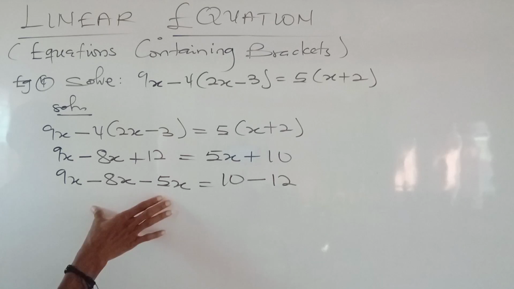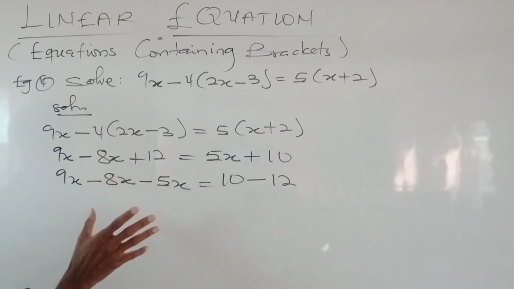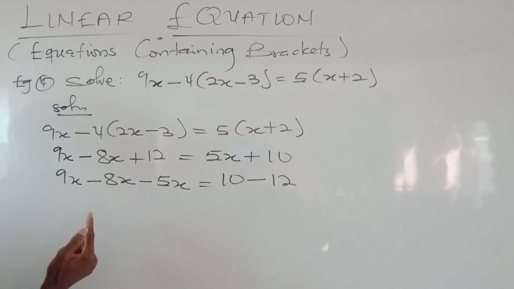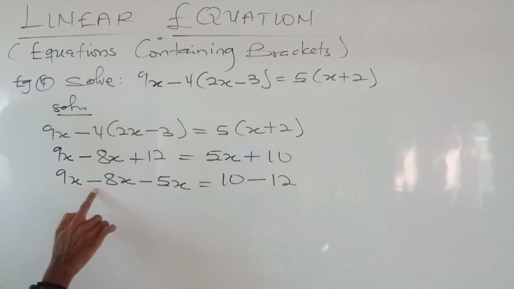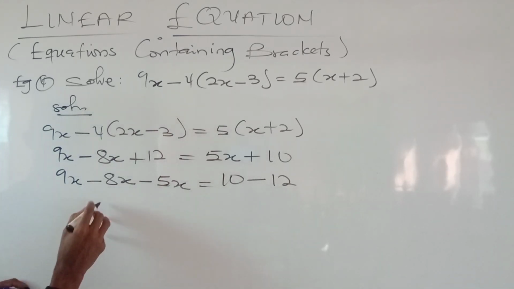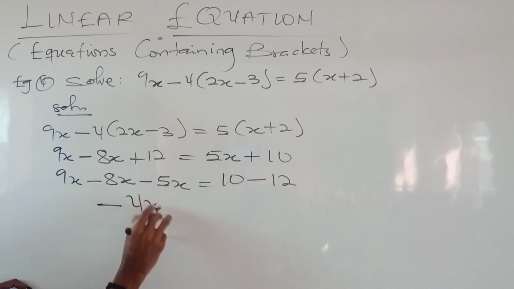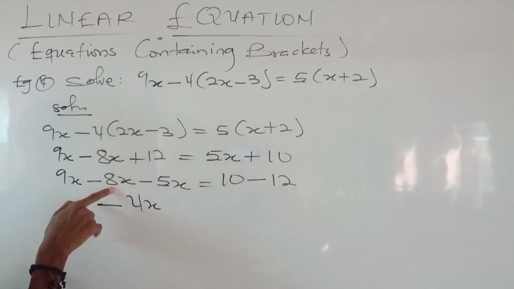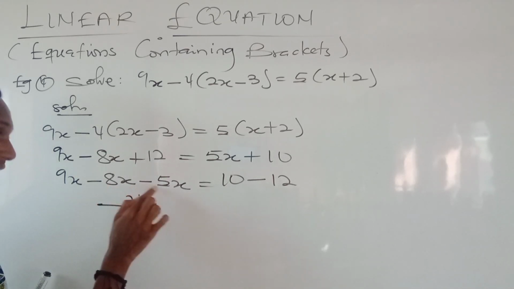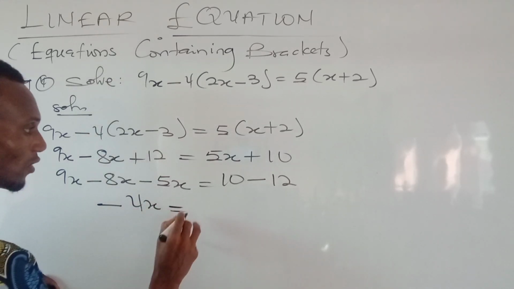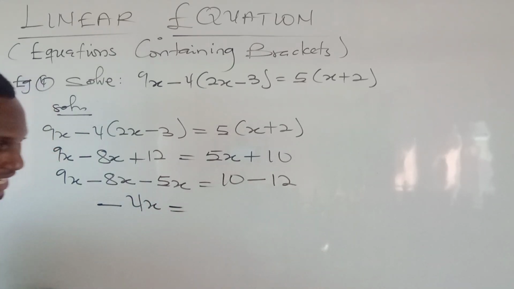So now this one, take your time and do it, don't rush it, it's very simple. 9s minus 8s gives s, okay, please hope you agree with me. 9s minus 8s gives s, and that s minus the 5s will give you negative 4s, okay. Let me go over again. 9s minus this 8s gives you s, okay, and the s minus 5s will give you negative 4s. So I have negative 4s equals 10 minus 12 gives minus 2, okay, minus 2.